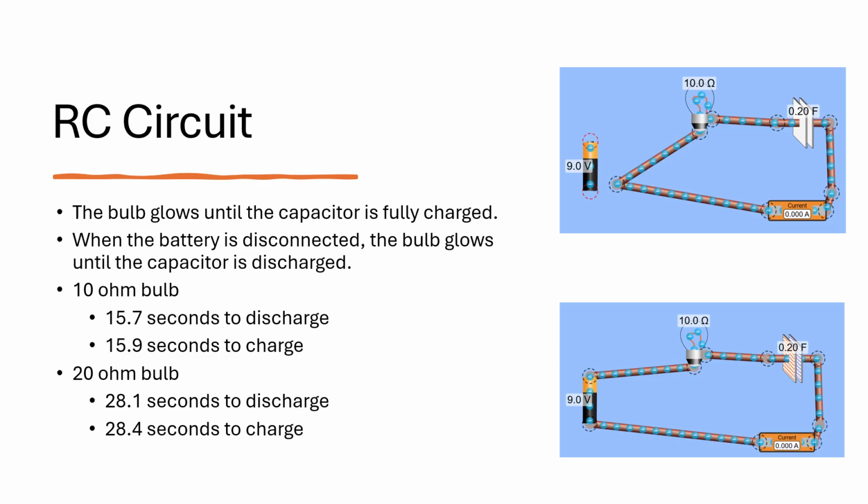If we set up an RC circuit with a battery, light bulb, and capacitor, we can see that the bulb will glow until the capacitor is fully charged, and when the battery is disconnected, the bulb will glow until the capacitor is fully discharged. For the 10 ohm bulb, it took 15.7 seconds to discharge, and it took 15.9 seconds to charge the capacitor. For the 20 ohm bulb, it took 28.1 seconds to discharge and 28.4 seconds to charge.